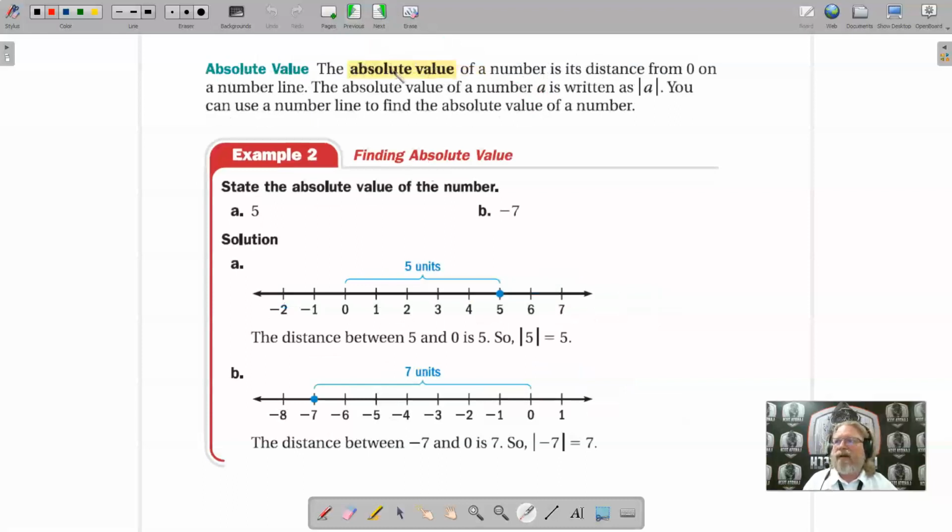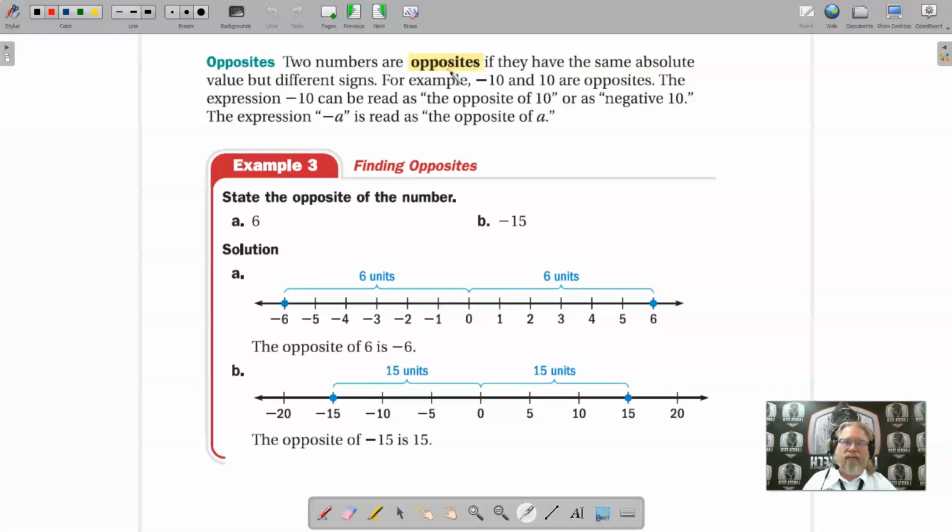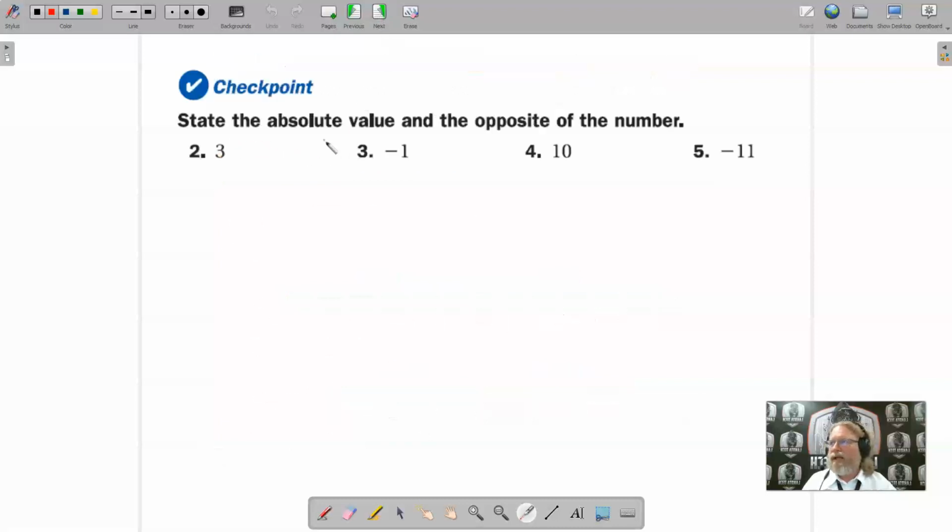And absolute value is all about the distance from 0. We just take the number and it comes up positive. Same number, it's just if it's positive, it stays positive, and if it's negative, it comes up positive. And then we take that idea of absolute value in order to make the definition of opposites. All right, so state the absolute value and the opposite of the number. The absolute value of 3 is 3 units from 0, so it's 3. And the opposite of 3 is the same number, only with a negative sign. So the opposite of 3 is negative 3.